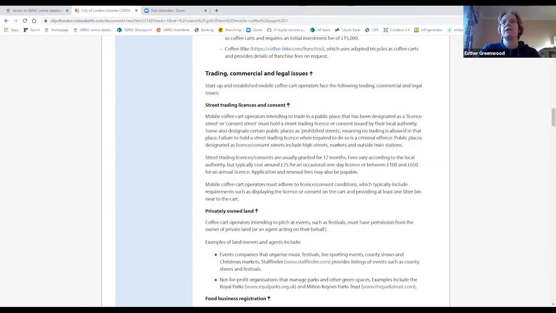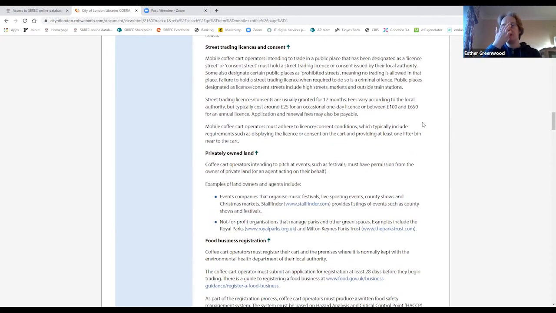So the first one was about getting a street trading license from the local authority, and the cost of these licenses sadly varies depending whereabouts you're going to be pitching your stall, and this is for trading on public land, so in a normal street, if you like.